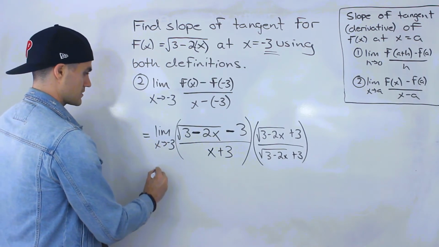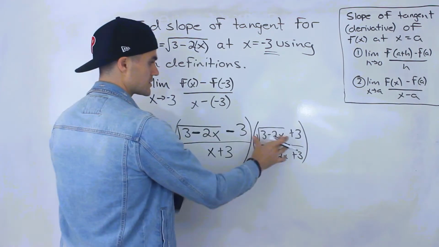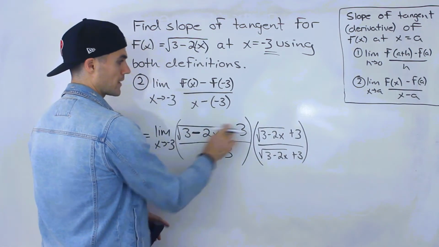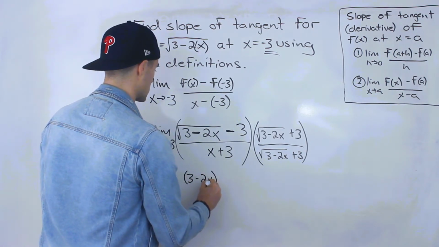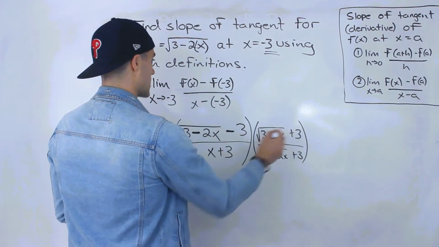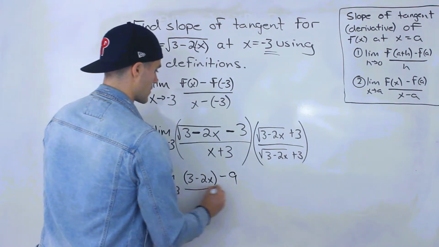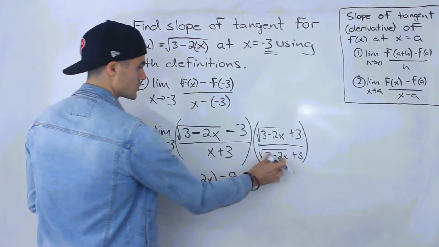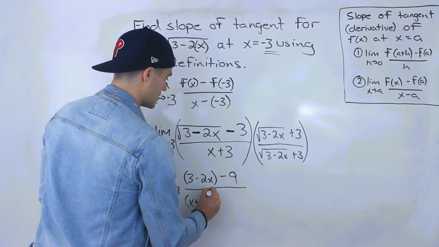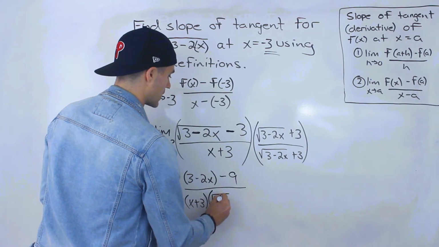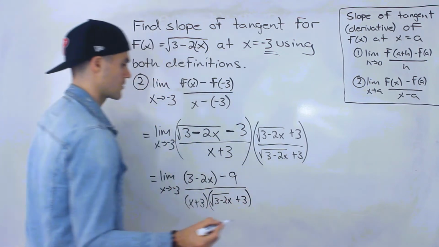Let's continue this here. So we got the limit as x approaches negative 3. When you multiply these two, you just multiply the ends. Square root of 3 minus 2x times the square root of 3 minus 2x is 3 minus 2x. Negative 3 times positive 3 would give us negative 9. All over these two, let's keep separate. So we'll have x plus 3 and then the square root of 3 minus 2x plus 3.